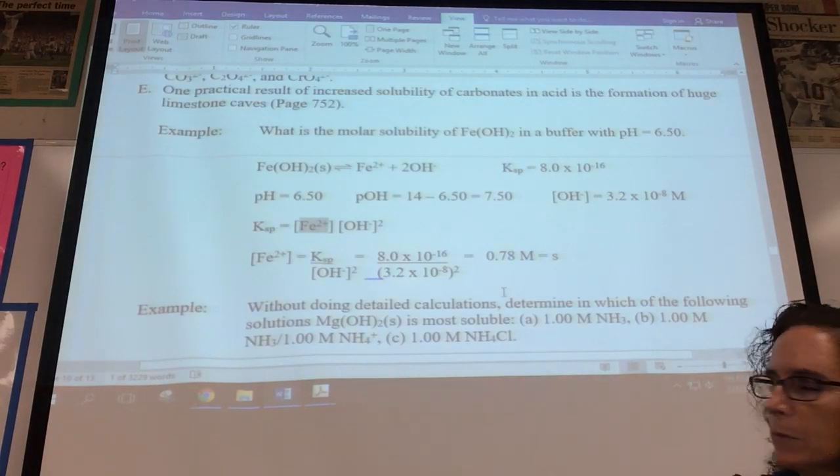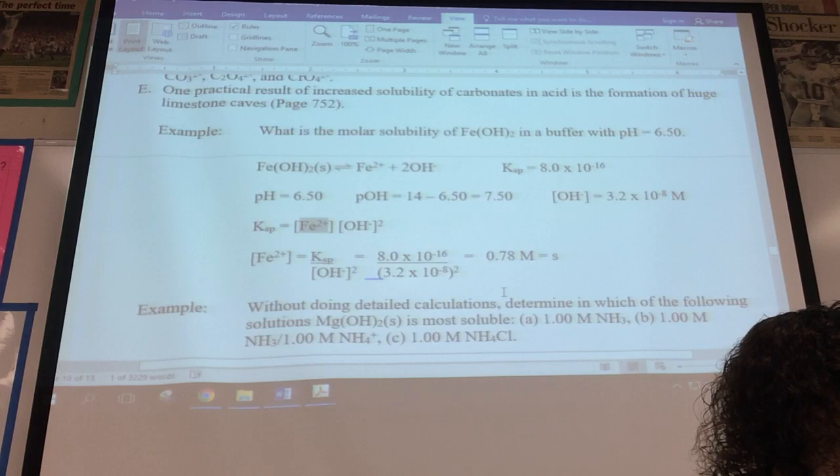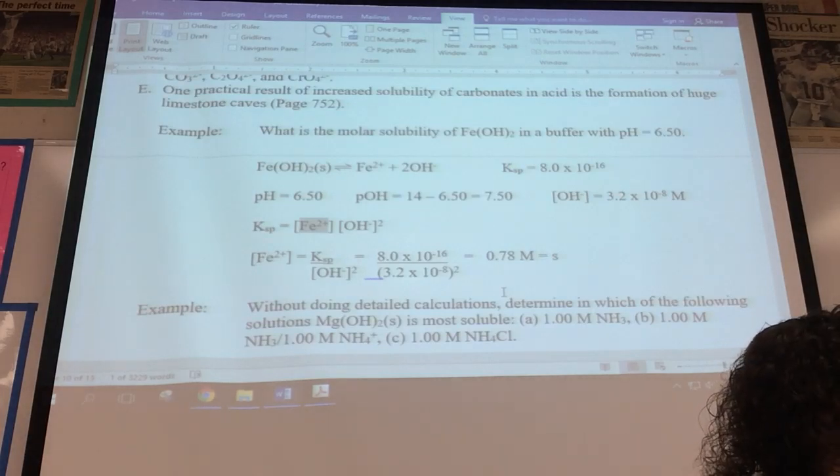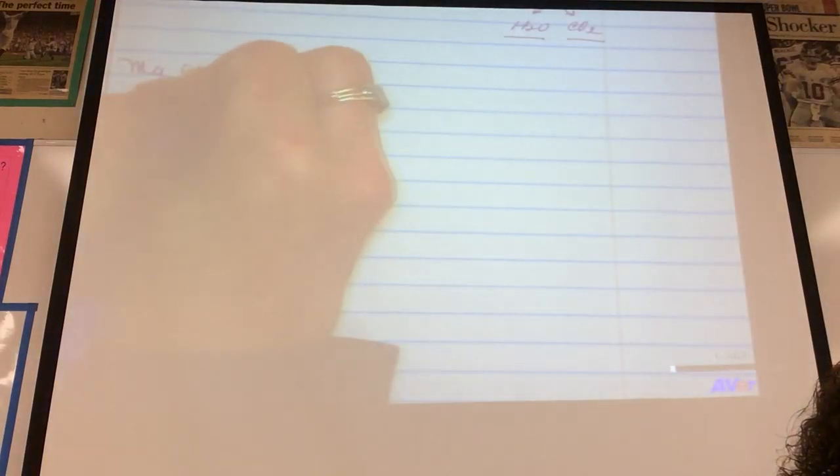This one, let's take a look at this. I'm going to diagram it out for you. It says, without doing detailed calcs, determine in which of the following solutions magnesium hydroxide is most soluble. You've got magnesium hydroxide.